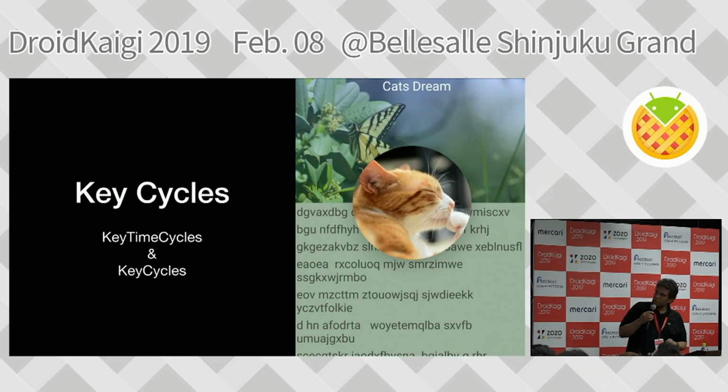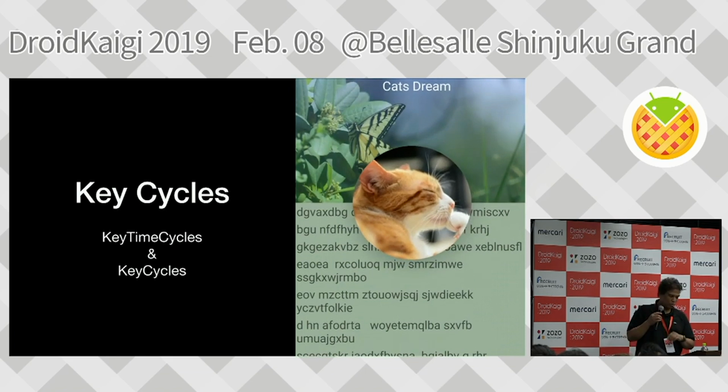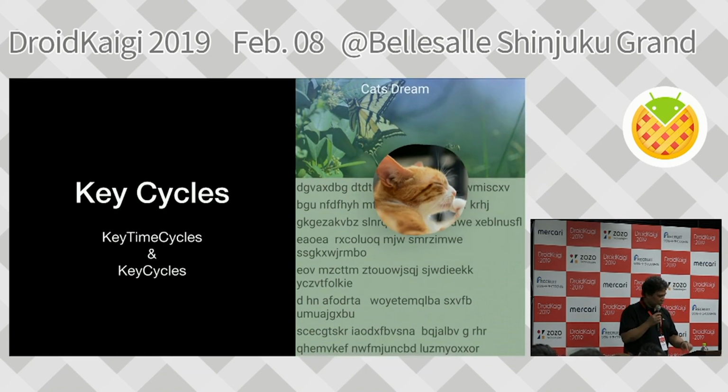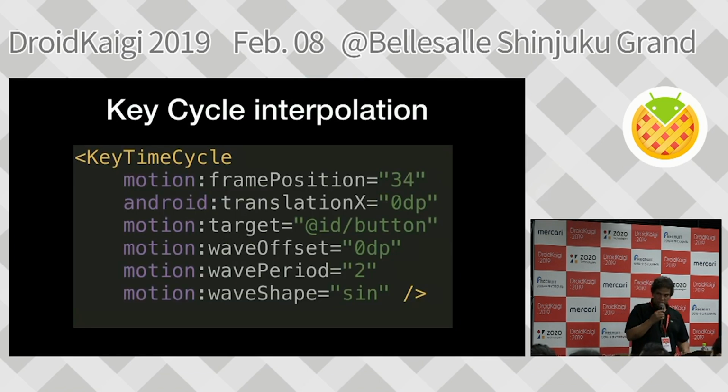This particular effect you're seeing here is being done with about 4 or 5 different cycles, including affecting lighting and a whole bunch of other things. But you can see you can get very complicated with it. But let's just take a look at a simple cycle. This is a key time cycle. It's saying that this is going to happen at frame position 34. It's going to be about translating the X attribute. Any of the attributes that you can use in key attributes, you can use in key cycles, including custom attributes.